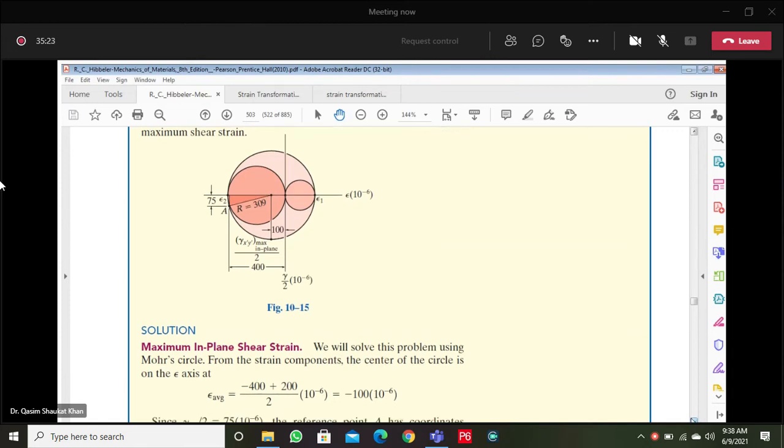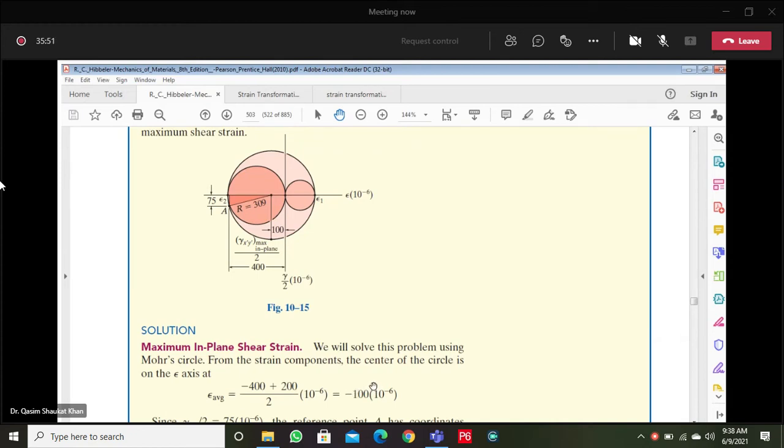Okay. So the coordinates of your point C will be average strain and shear strain. Average strain is minus 100 microstrains. Shear strain is 0. So the coordinates of point C are minus 100 and 0.